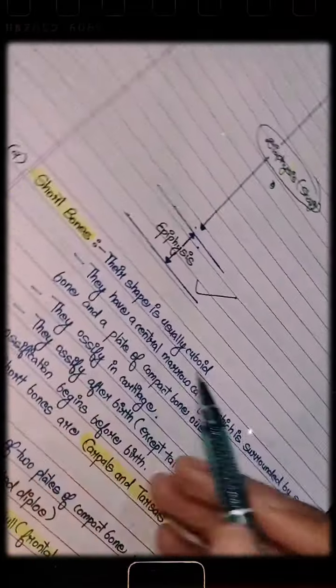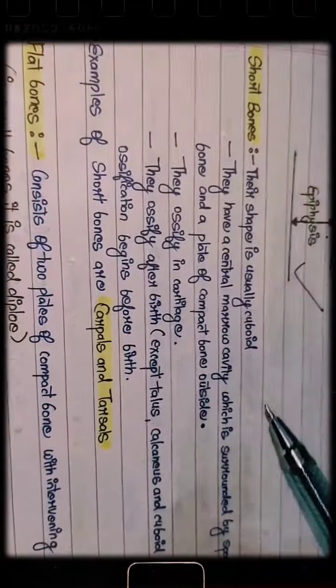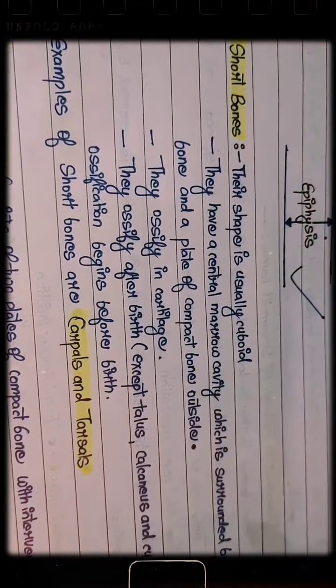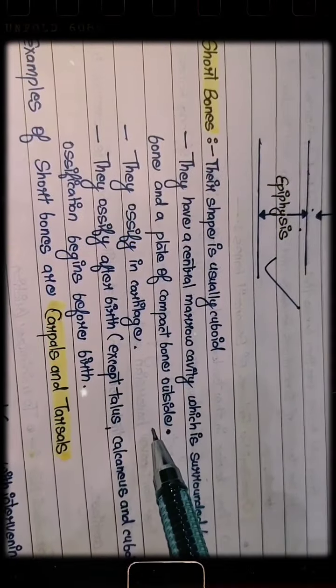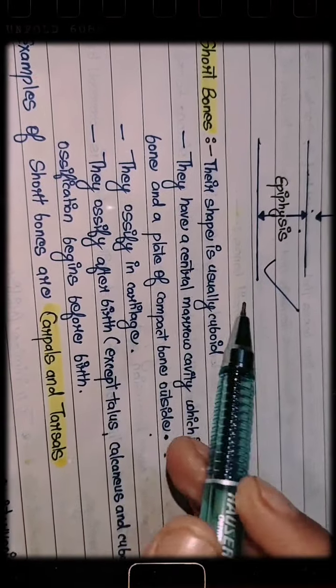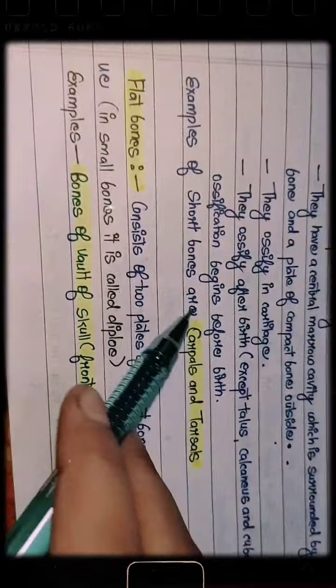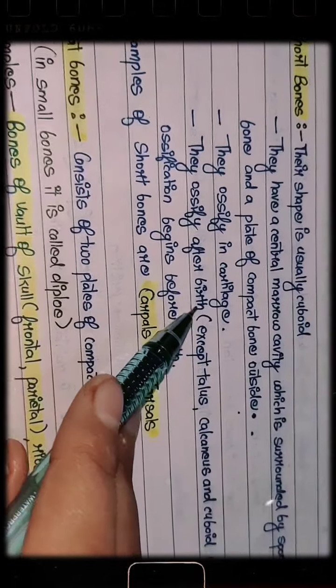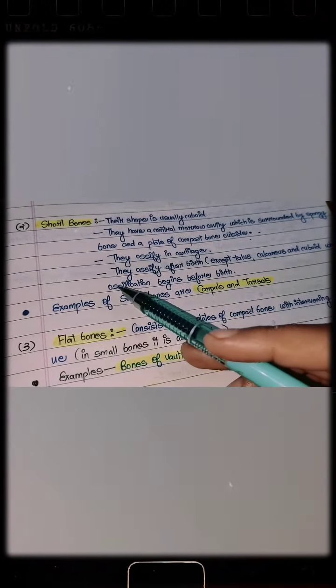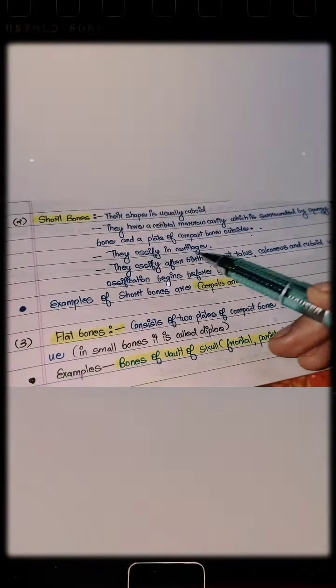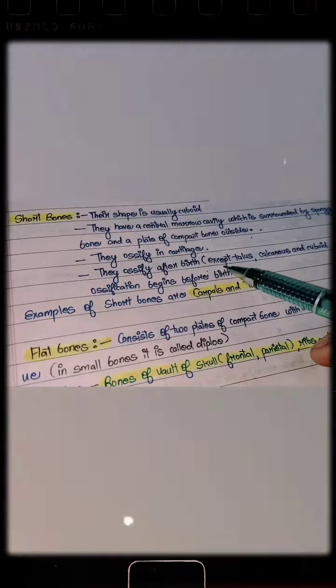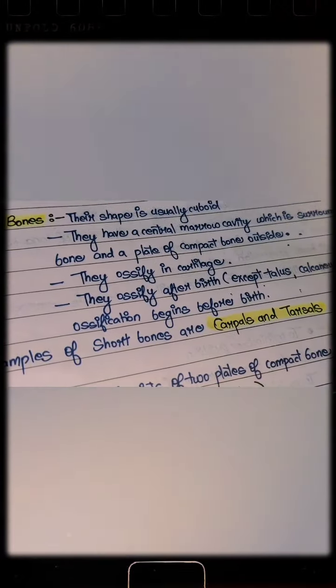Short bone is what? Their shape is usually cuboid. They have a central marrow cavity which is surrounded by a spongy bone and a plate of compact bone. They ossify in cartilage. They mainly ossify after birth. It means that the ossification is done after birth, except talus, calcaneus and the cuboid.